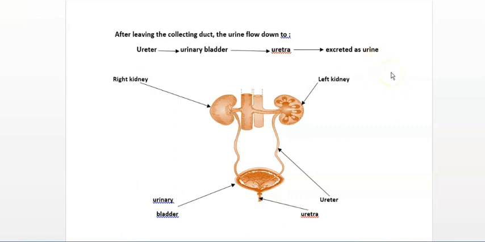After leaving the collecting duct, the urine will flow to the ureter, urinary bladder, and urethra, and will be excreted as urine. I repeat, from the collecting duct here, it goes through the ureter, goes to the urinary bladder and is excreted from the urethra as urine.